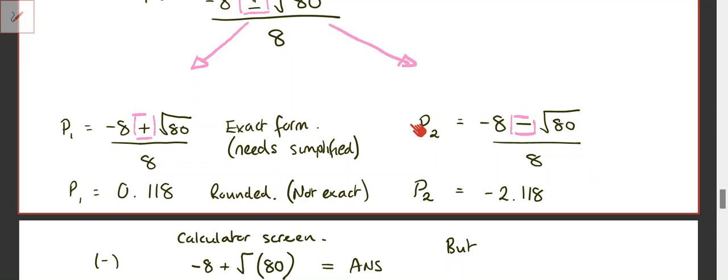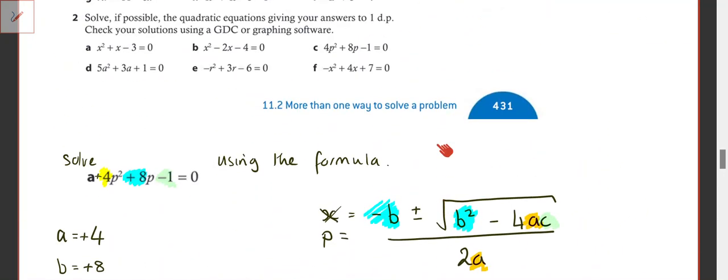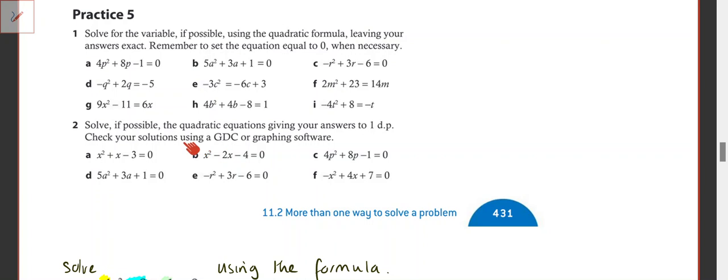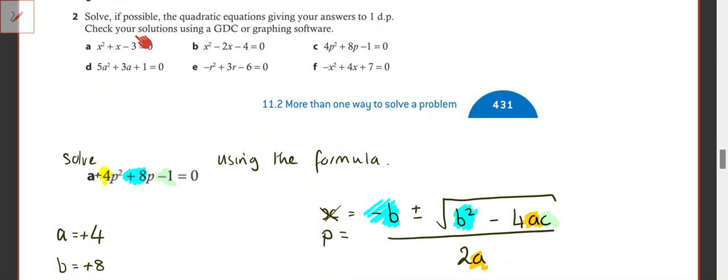Now, I'm not going to tell you why, but this one says, remember to set the equation to 0, that we can look at that. But this one, we're going to do this one. I want you to do question 2. It says, solve if possible. All right, let me say if possible.